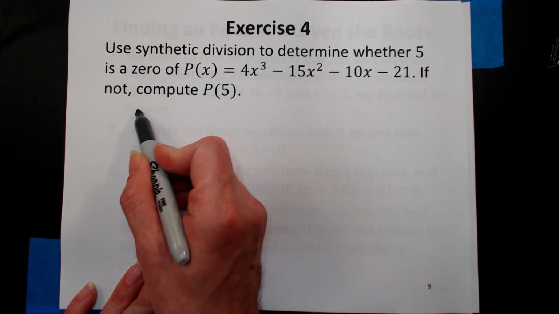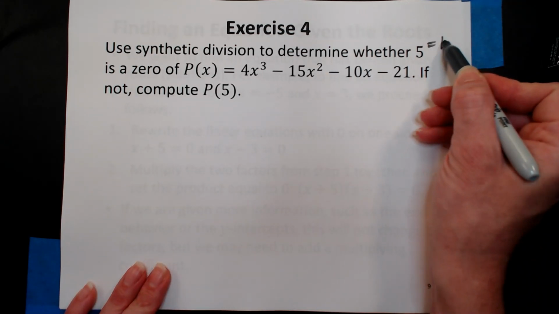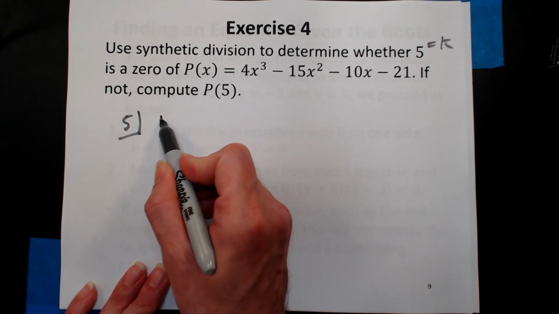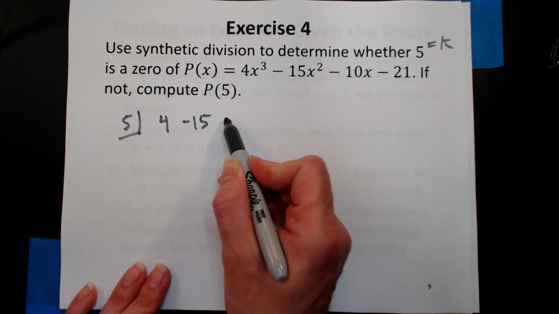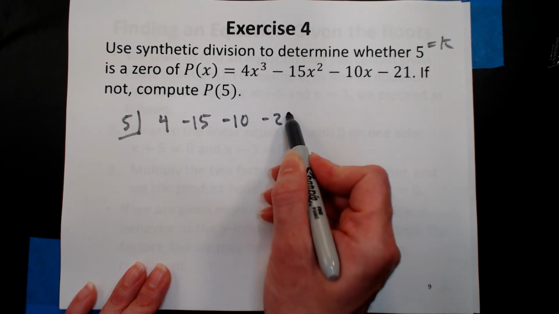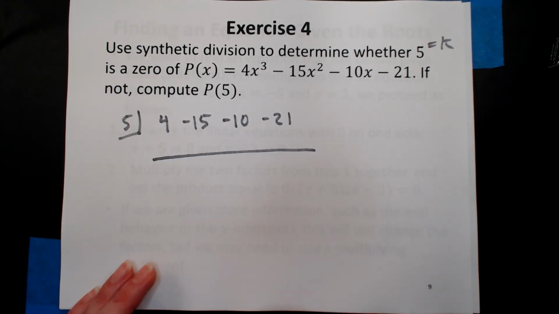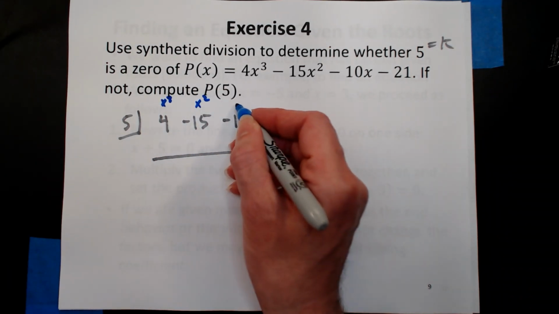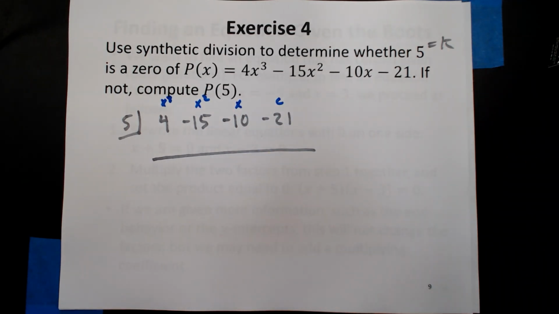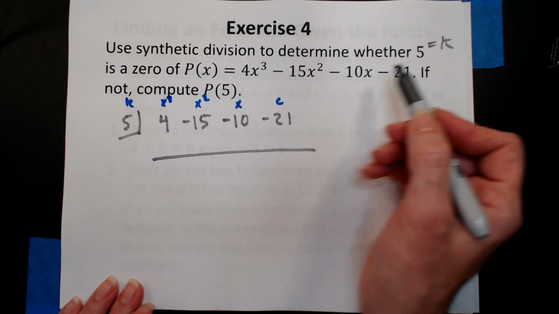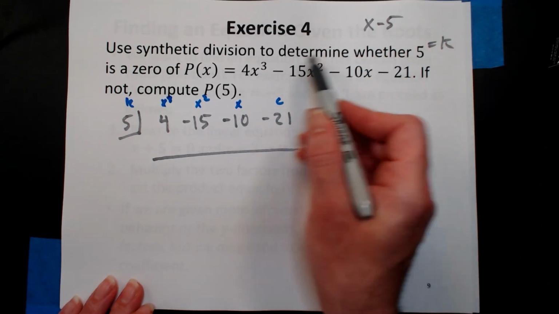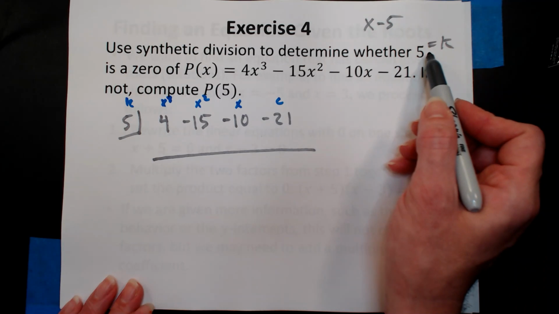I can just say I have 5 here, so my k is equal to 5. So I'm going to say 5 here, and then I'm going to have 4, minus 15, minus 10, minus 21. So this is our x to the third column, x squared, x, and our constant column. This is our k in there. Remember, I used 5 because x minus 5 would have been what I'm dividing by if k is 5.